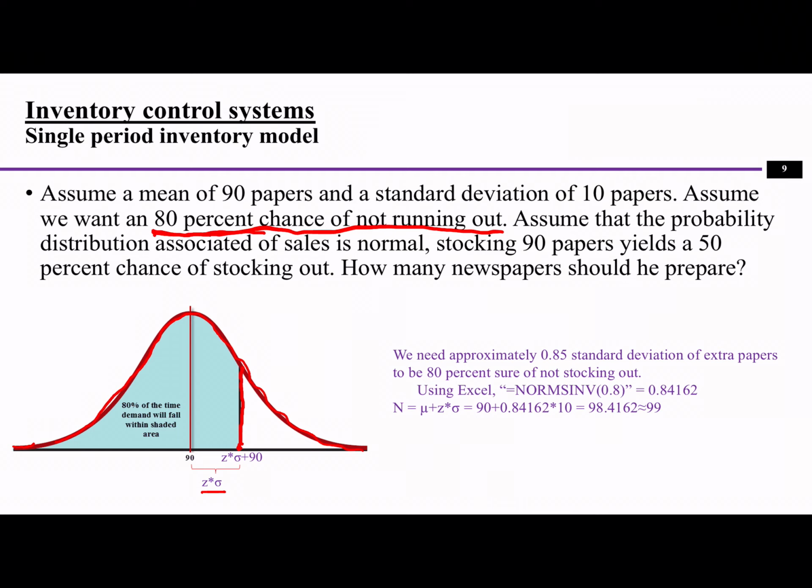We can find out that 80%... if we know the probability, we can find the Z. The probability of 80% is actually 0.85 standard deviation. So Z is 0.85, okay? You can either use the normal distribution table or you can use Excel. If you use Excel, you probably get a similar number, but it's maybe a little bit different. It's 0.84162, right?